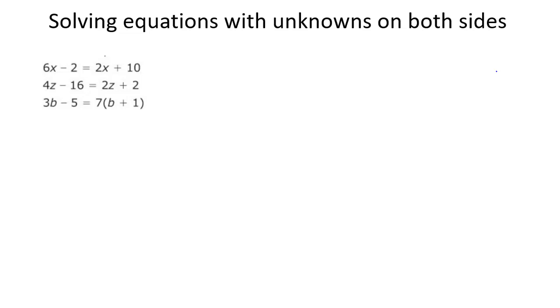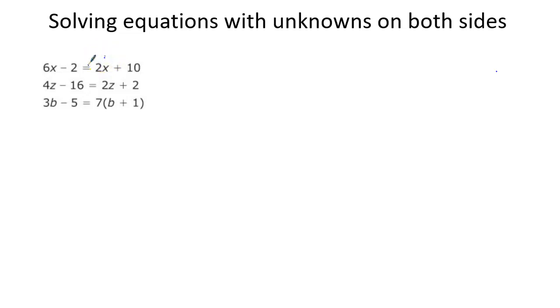Now, my suggestion is always to move the smaller amount of x. So I'll be moving the 2x here. That keeps the x's positive. If we move the 6x, I'd end up with a minus number, and I don't like that. It doesn't matter, it'll still work, but I just don't like it. So I'm going to move the 2x.